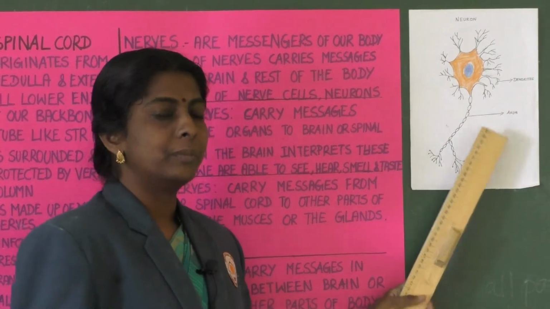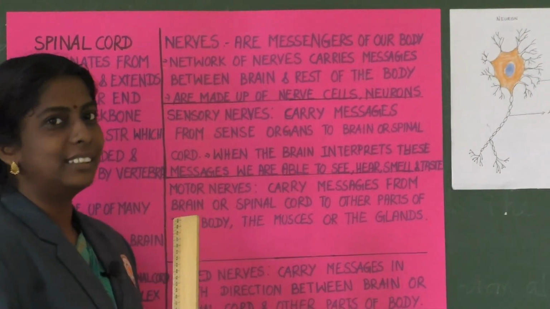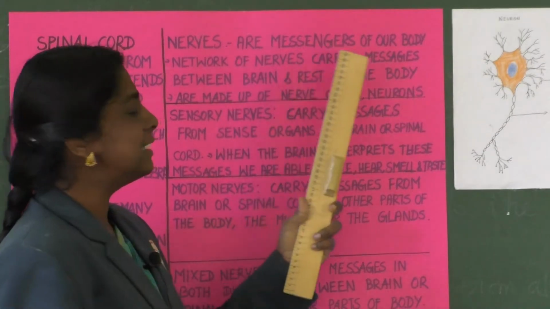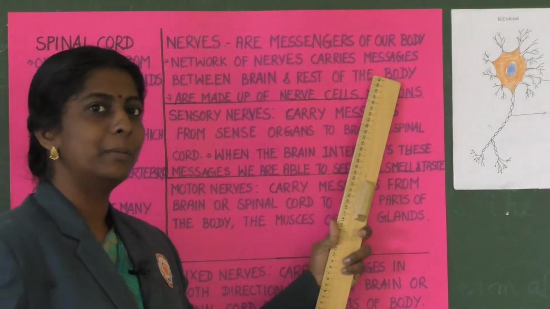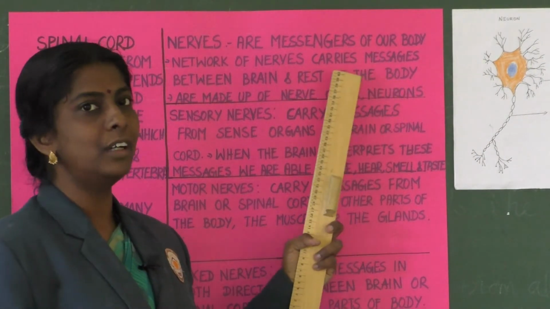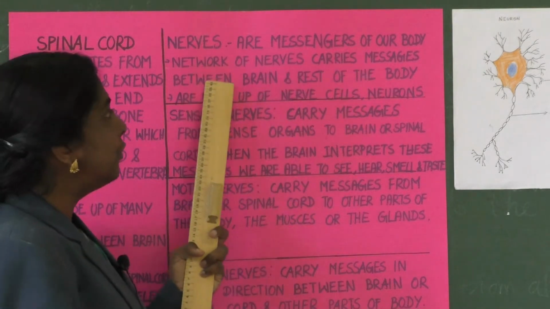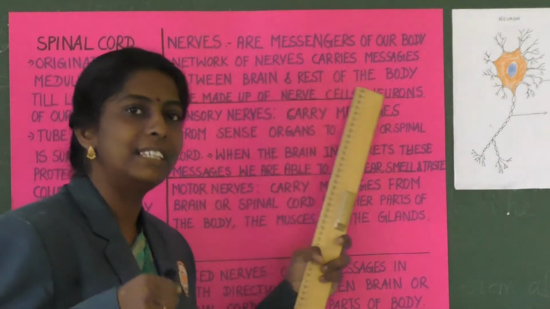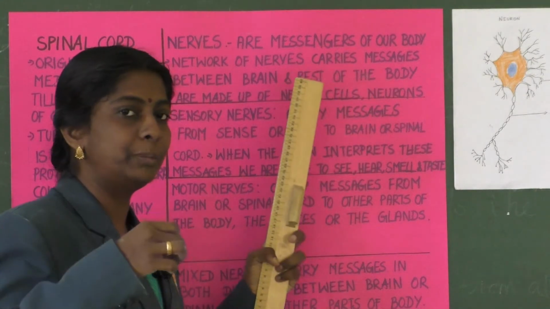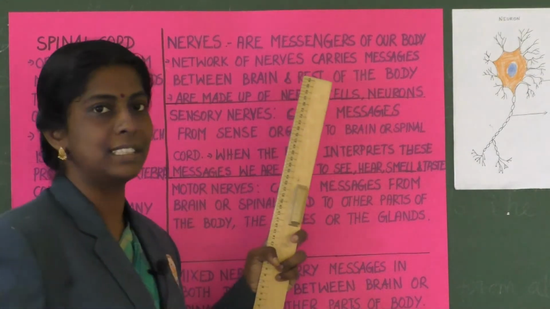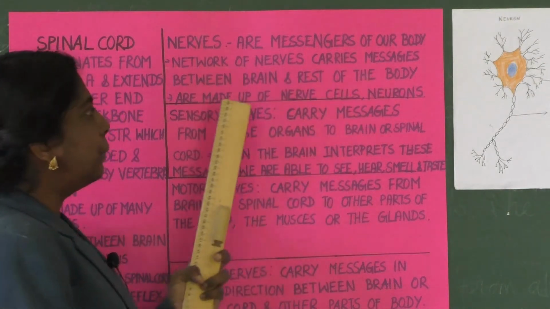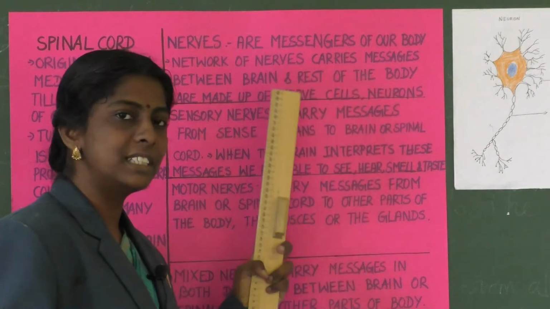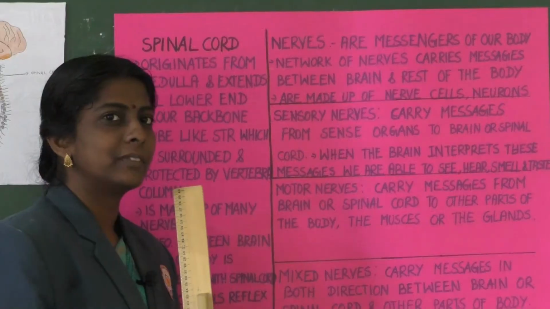Clear? Yes children. Now the third part, nerves. Nerves are messengers of our body. Their network carries messages between the brain and the rest of the body. They carry information between the brain and the other parts of the body. They are made up of nerve cells or neurons.